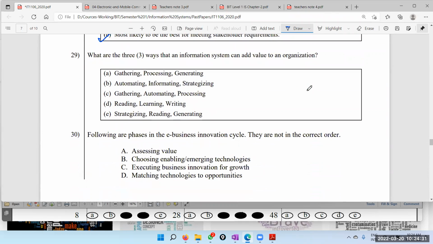Right, 29. What are the 3 ways that an information system can add value to an organization? So this is again a theory question, right?